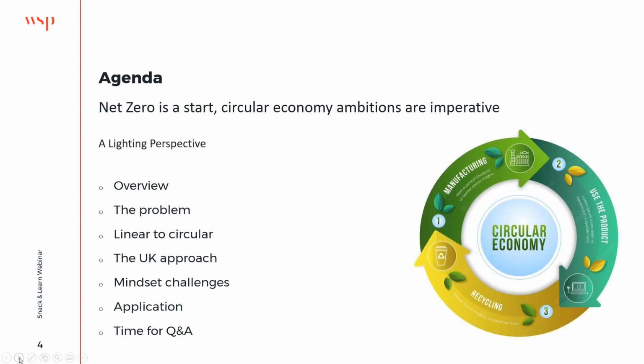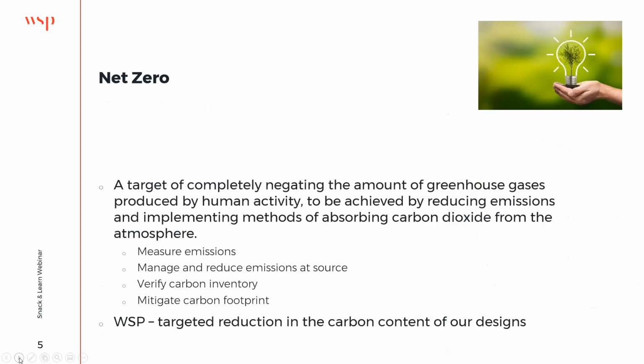I'll be covering the first half of this presentation, going over the background to circular economy and how it differs from the traditional supply chain and product life cycle. We will touch on the importance of net zero and how the circular economy feeds into that from a lighting perspective. We'll look at the problem, ways to address it, what is happening here in the UK, and how a circular mindset may be applied. And as mentioned, there'll be time for a Q&A at the end. Next slide, please.